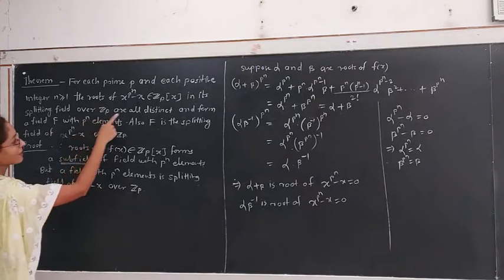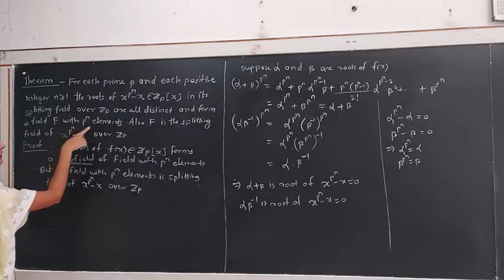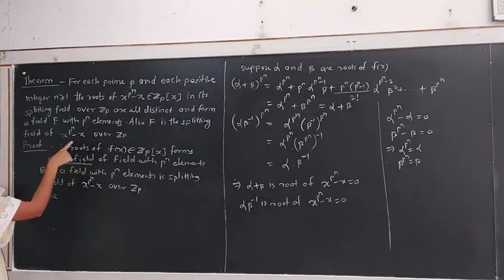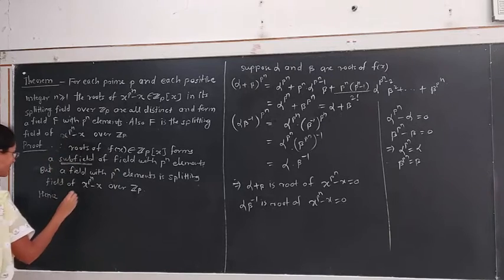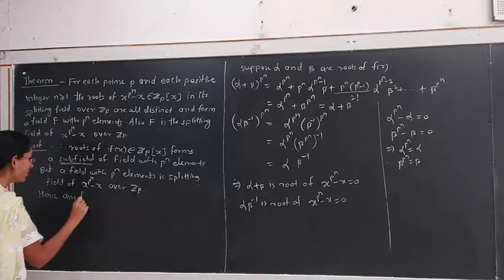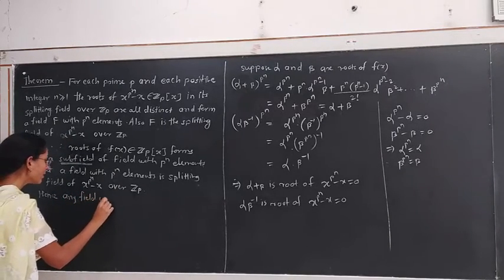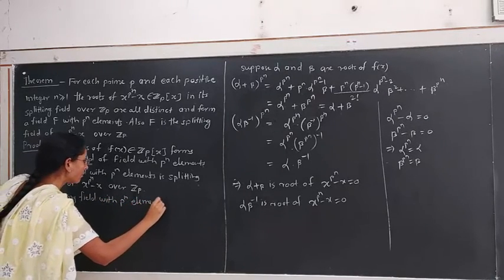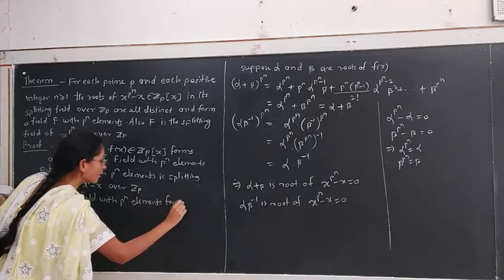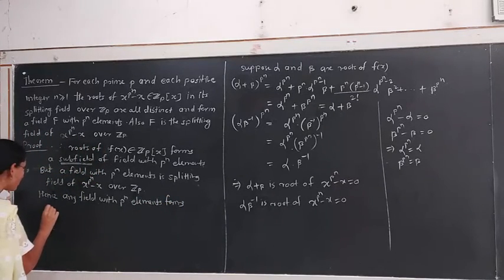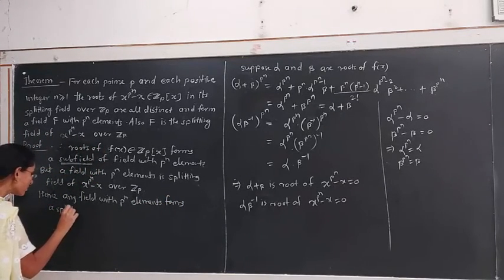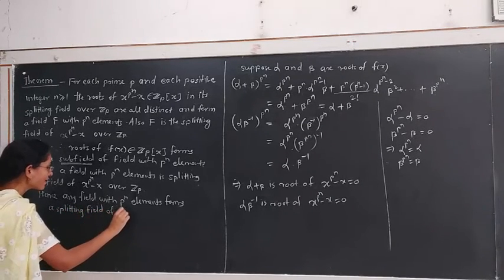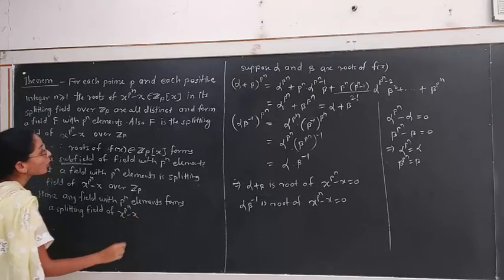Hence, we get this result: any field with p^n elements is the splitting field of x^(p^n) minus x. Hence, any field with p^n elements forms a splitting field of the polynomial x^(p^n) minus x over Zp.